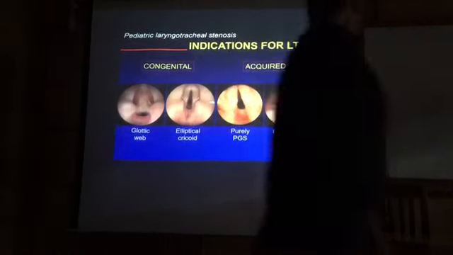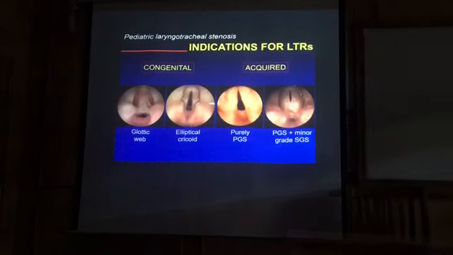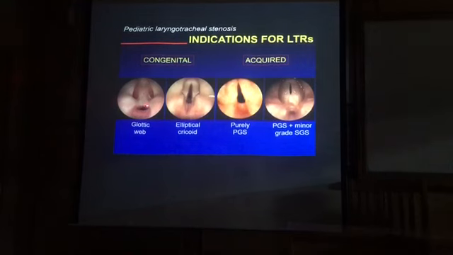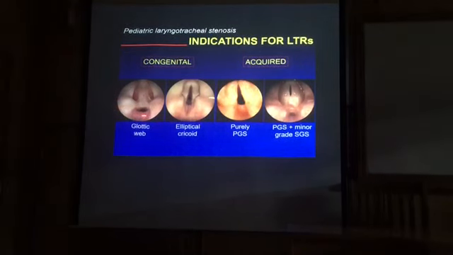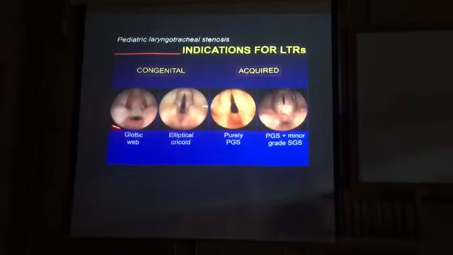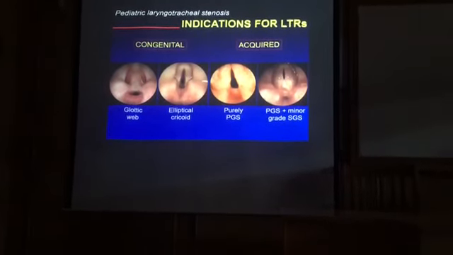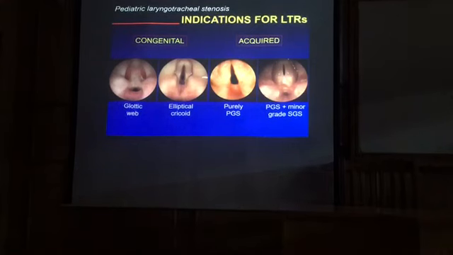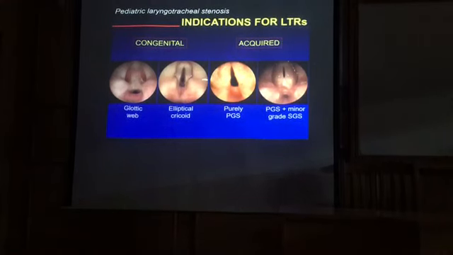So just for you to remember, when do we use laryngotracheal reconstruction instead of cricotracheal resection? Every time the posterior interarytenoid space, whether it's a congenital origin or an acquired origin, is narrow and the arytenoids cannot open during the inspiratory phase of the respiratory cycle.